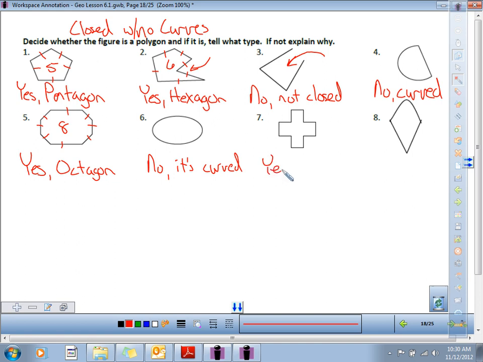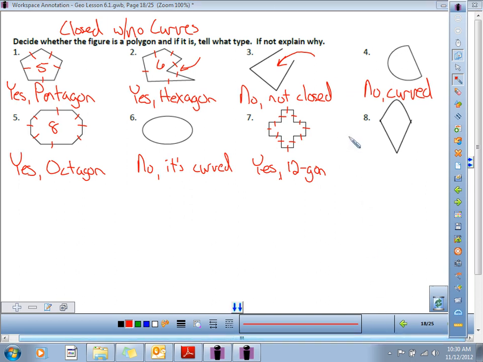You betcha. Now this one's a little bit more difficult. We need to count. 1, 2, 3, 4, 5, 6, 7, 8, 9, 10, 11, 12. So there's 12 sides of this shape. So what we'd call that is we're going to cheat a little bit and just call it a 12-gon. Again, if you Googled the 12-sided polygon, you'd come up with a name for it. It just might be a little long.